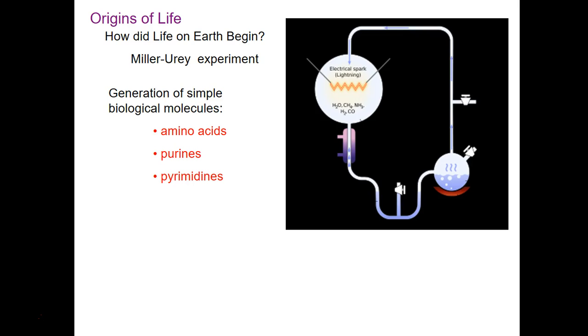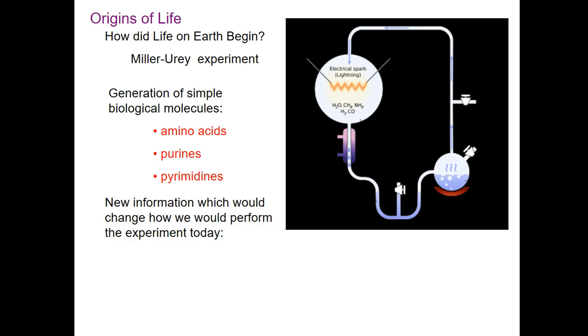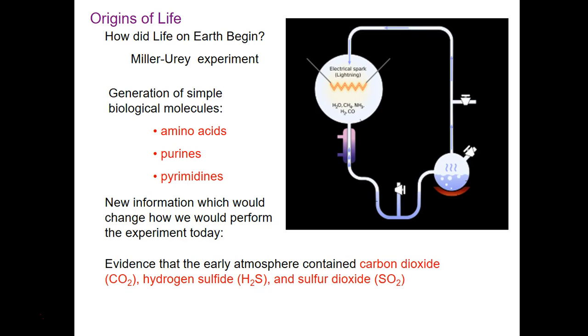Now remember, in science you always have to update and rethink your ideas when you get new information, and new information that would change how we would perform Miller and Urey's experiment today is that the early atmosphere also had carbon dioxide, hydrogen sulfide, and sulfur dioxide. So if you rerun those experiments, what do you find? Well, you get even more diverse chemical products possible. So this is not necessarily proving that you can have life formed from no life, but it does set up the circumstances where you can get biological type molecules arising without any living forms.